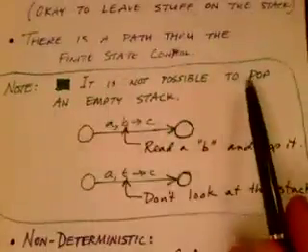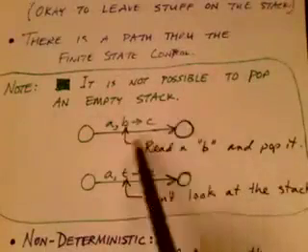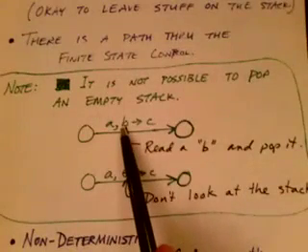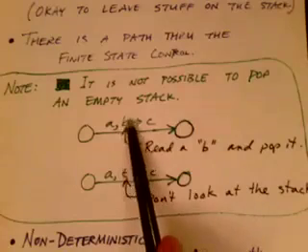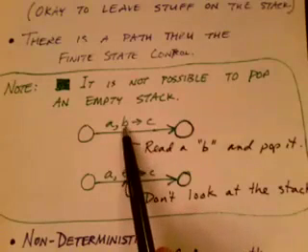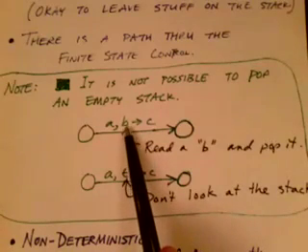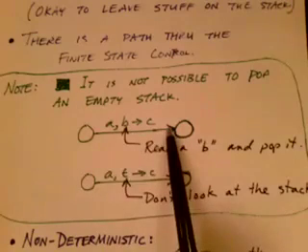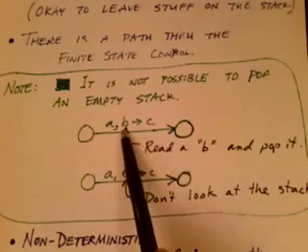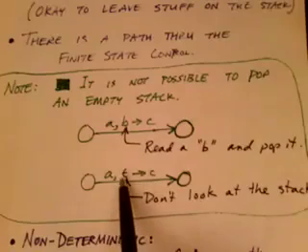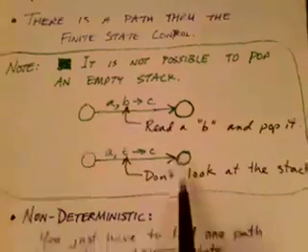It's not possible to pop an empty stack. Okay? The second symbol, which we refer to symbolically as B, but can also be an epsilon, means read a B and pop it. The top of the stack has to be a B, which means it can't be empty in order to take this transition. If there's an epsilon in this position, then it means we do not look at the stack. So it may or may not be an empty stack. We still can take the transition.